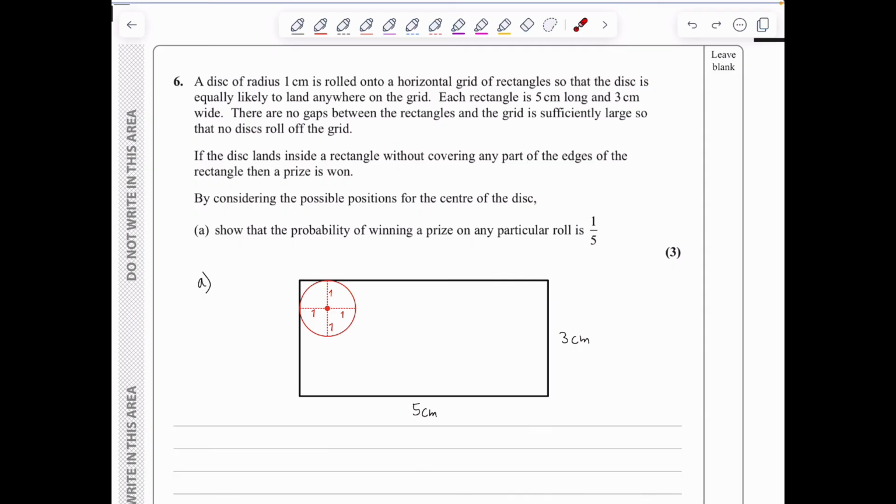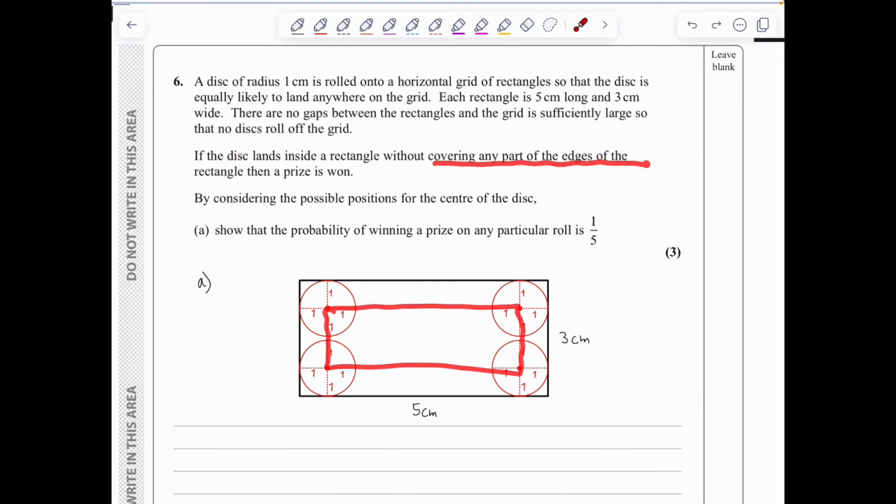And there are actually 4 critical positions for a disc. One of them is shown here, then we've got another one at the top right corner, and then at the bottom right and at the bottom left corner. So we really need the disc to land inside this rectangle here, which is created, in order to ensure that we are not covering any part of the edges of the rectangle, and therefore a prize is won. So essentially, we are looking at what I have shaded here.